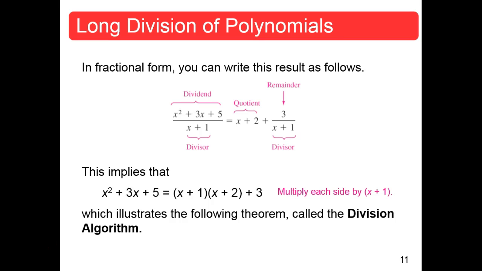Multiply everything on both sides by x plus 1. Now you get rid of this denominator, get rid of that denominator. That looks good. So you have x squared plus 3x plus 5, but you multiply this by x plus 1, too: x plus 1 times x plus 2, plus 3. Okay? So that form is dividend is equal to quotient times divisor plus remainder.